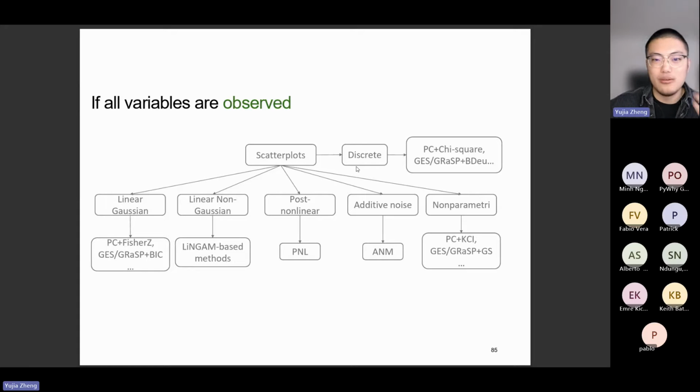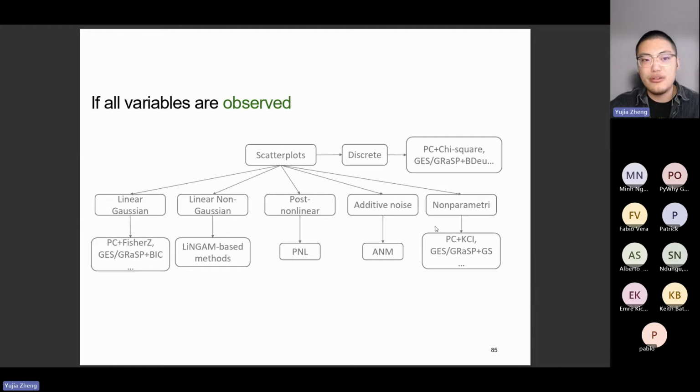So right now we are more confident about which algorithm we should choose under which type of data. Let's take a look at that roadmap again. If all variables are observed, first we do a scatter plot in order to get a sense of the distribution. If we observe that we have discrete data, we can just use PC, a constraint-based method, with a chi-square test, which is a conditional independence test designed for discrete data, or we can use some score-based method like GES or GRaSP with the BDeu score function, that is, a score function designed for discrete data.